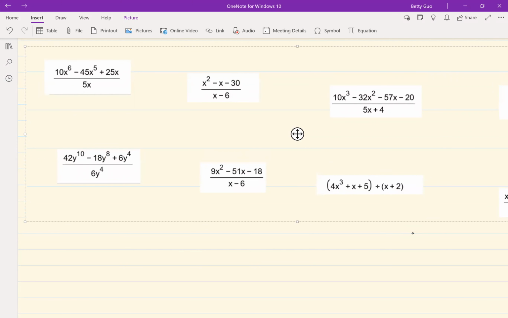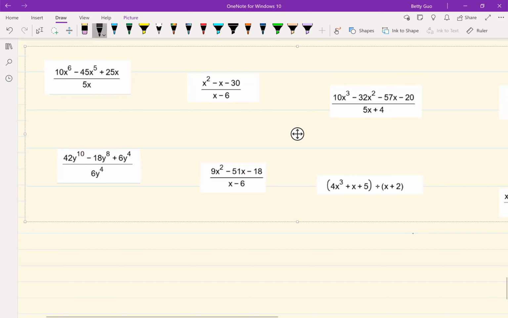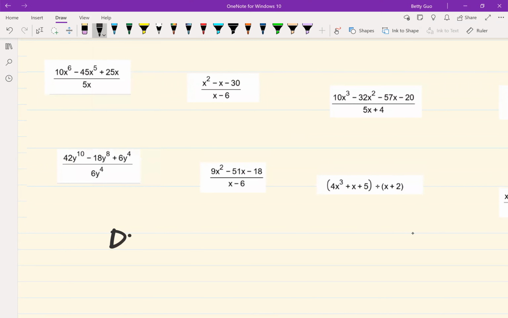The focus of today, division with the polynomials. We're going to see how do we use a polynomial to divide by another polynomial.